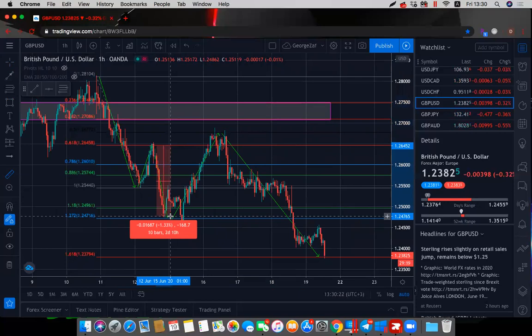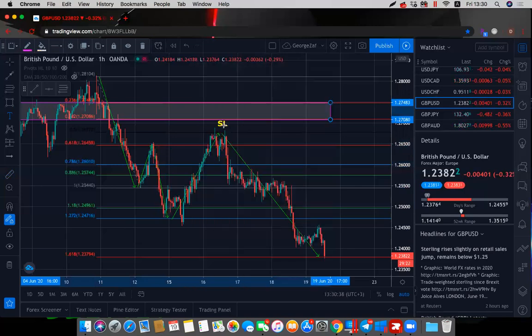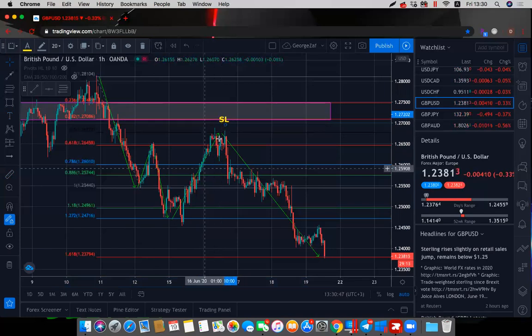Even if you didn't get out, the market retraced again. Remember, your stop loss was here. The stop loss was here. Okay. The market retraced again, and now you got all the pips.